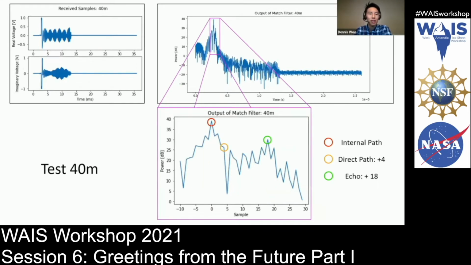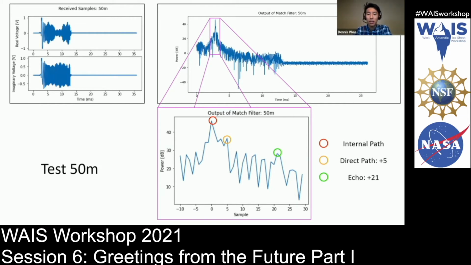For 40 meters, this is the data. It's the same graph setup. So you can see at the bottom that the direct path is 4 samples away, and the echo, what we care about, is 18 samples away. And then for 50 meters, finally, same graphs again. The direct path is 5 samples away, and the echo is 21 samples away.